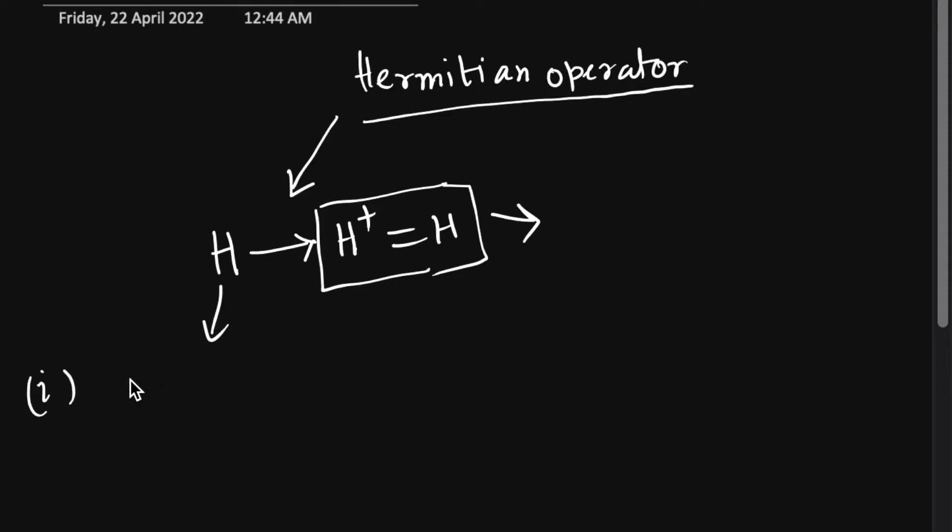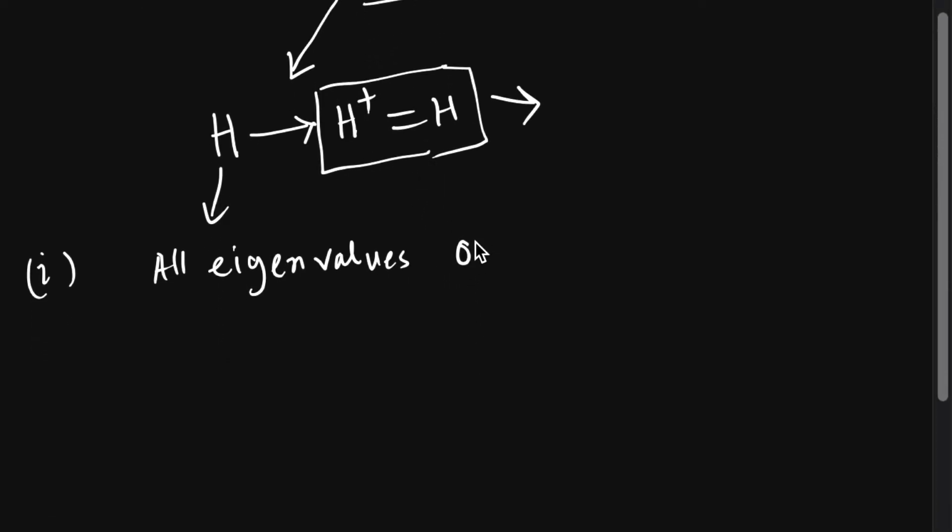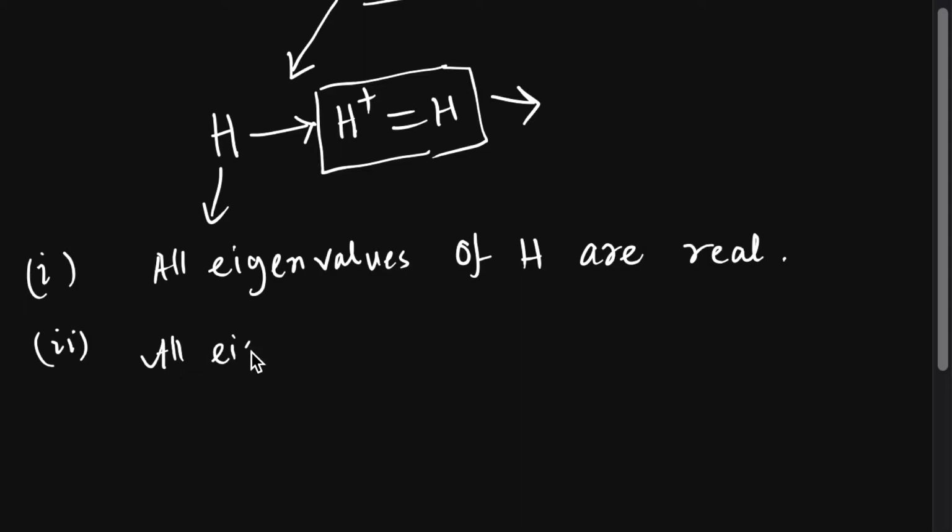Property number 1, that all eigenvalues of H are real. And second is all eigenkets are orthogonal.